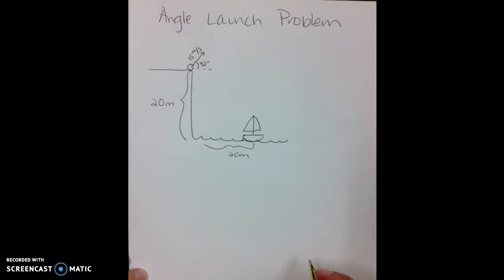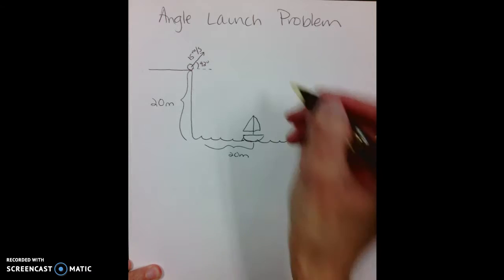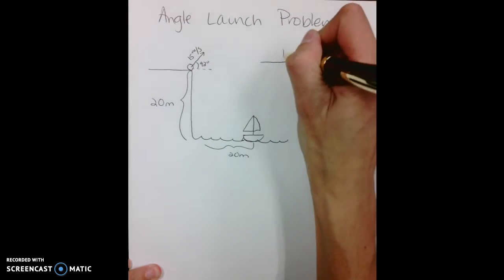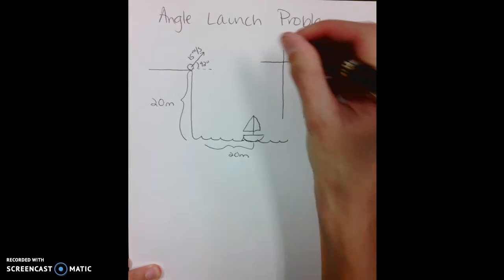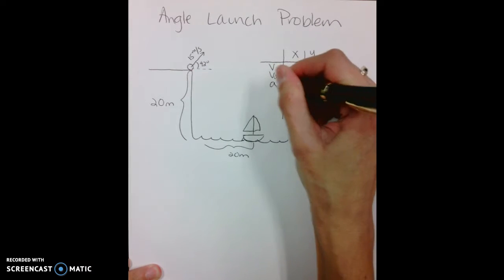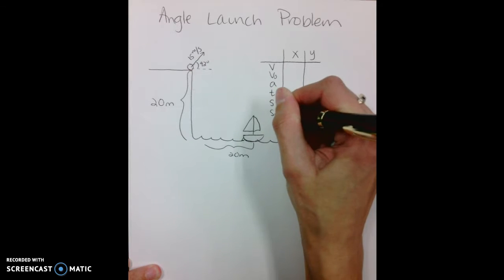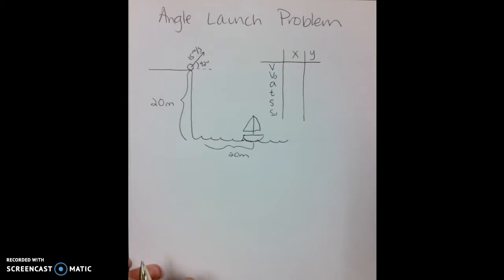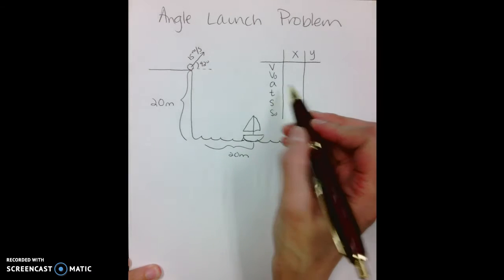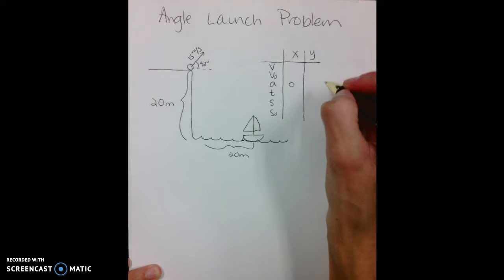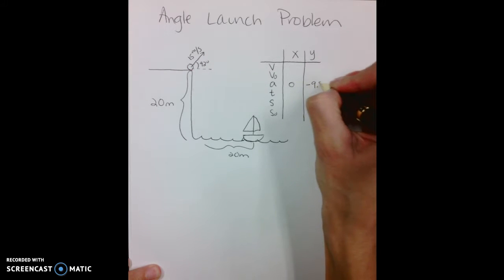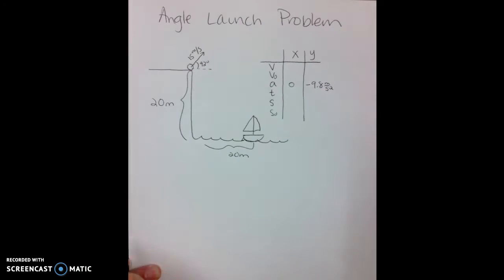Alright, so my very first thing I should do is draw my two-column given chart. And again, I'm going to have a column for the x and a column for the y, because the accelerations in the x direction and the y direction are different, and so they need their own kinematic equation. The acceleration in the x direction is 0 because there's no outside forces acting on the projectile in the x direction when it's in the air. And when it's in the air, the acceleration in the y direction is negative 9.8 meters per second squared due to gravity.